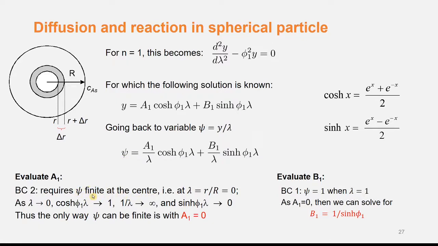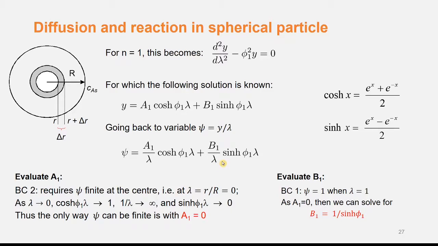That means that a1 must be 0. To put it another way, we had two possible solutions to our equation: cosh phi 1 lambda and sinh phi 1 lambda. But cosh phi 1 lambda goes to infinity at lambda equal to 0. So it is not a physical solution.